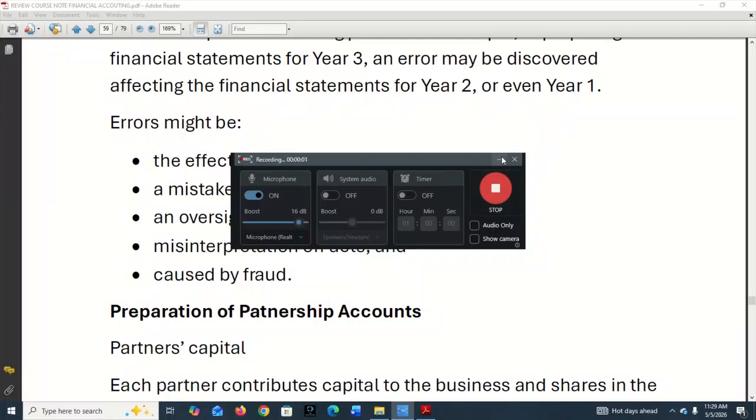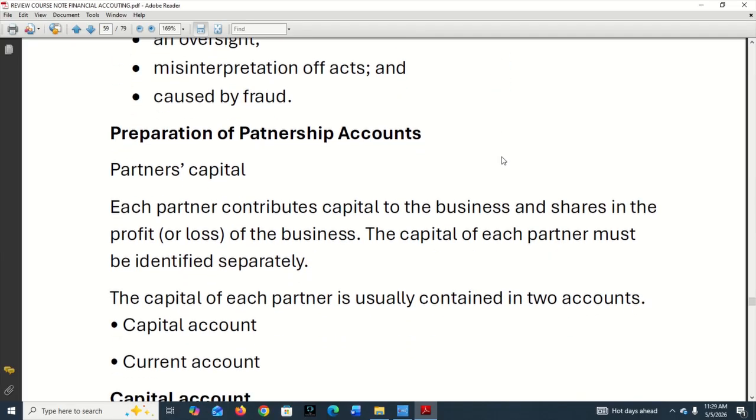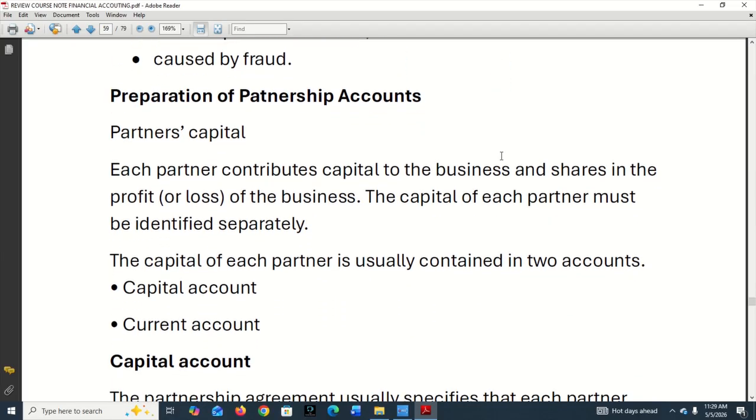All right, hello, welcome back to our review kit on financial accounts. So let's look at our preparation of partnership accounts. We look at the theoretical aspect and then solve at least one or two past questions on partnership accounts.